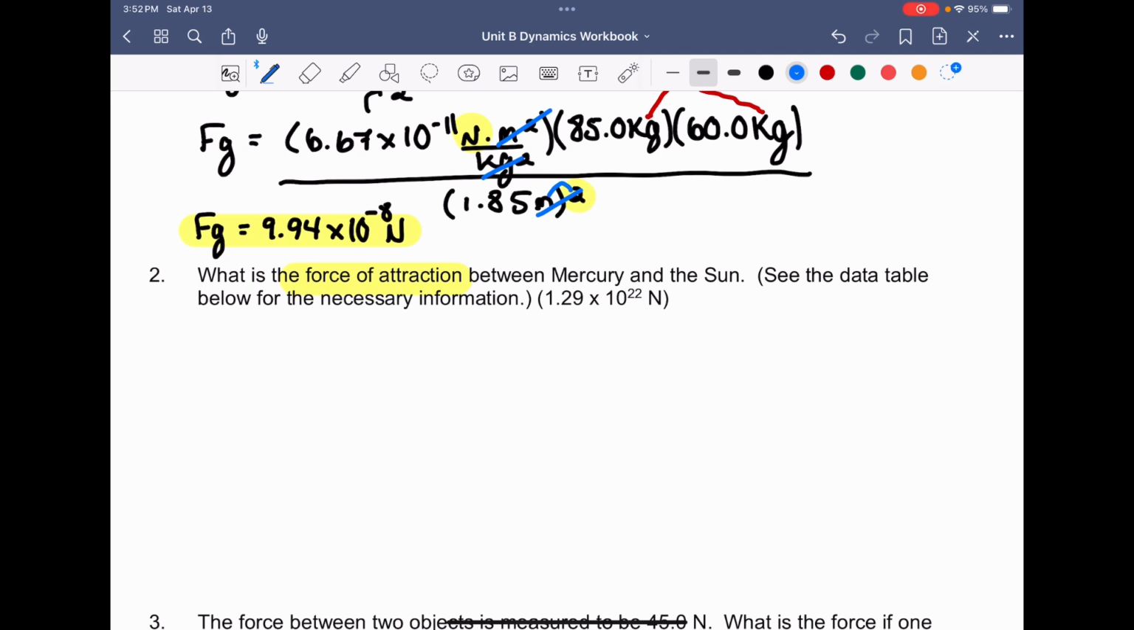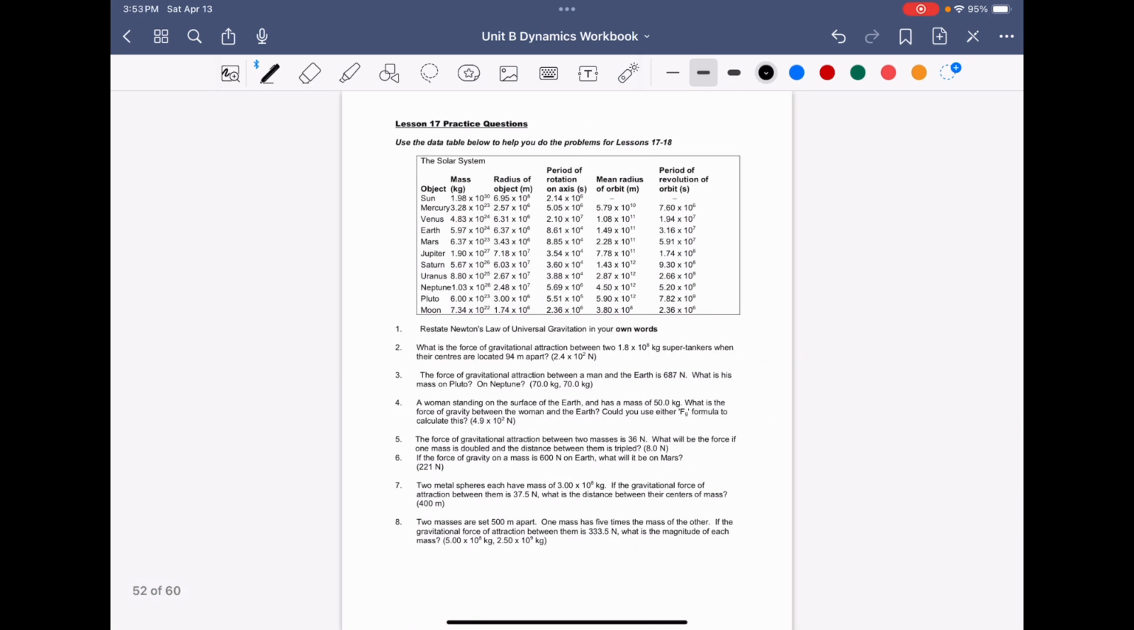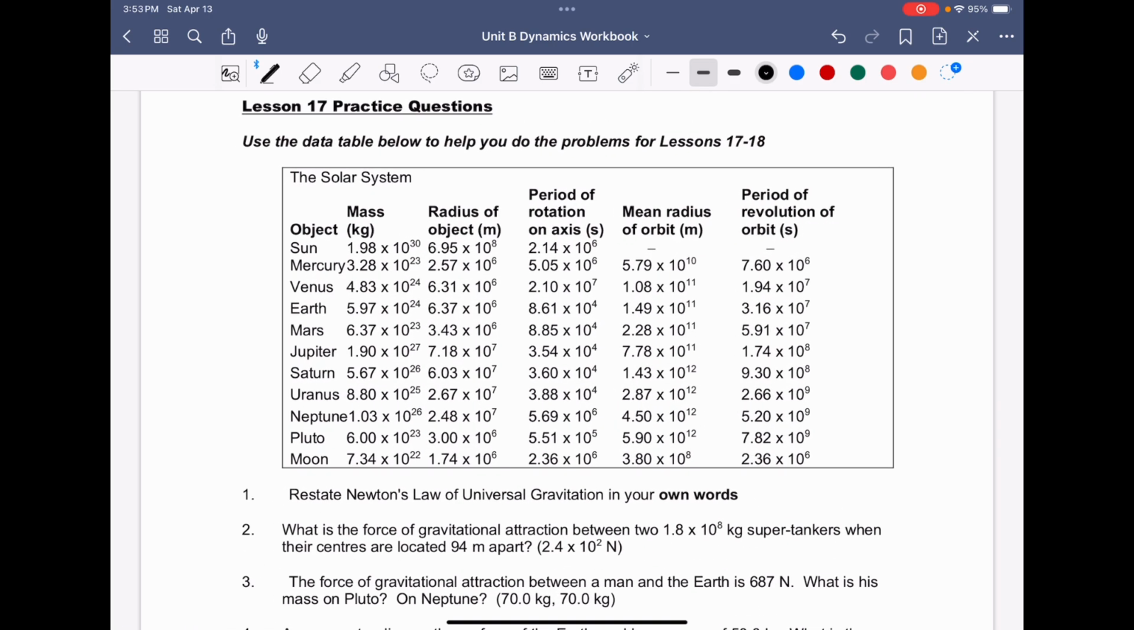Now, they say, what is the force of attraction between Mercury and the sun? See the data table below for the necessary information. So first and foremost, I'm going to write out that equation: Fg is equal to capital G m1 m2 divided by the radius squared, or the radius between the two centers of these planets. Now, the information they're talking about is right here.